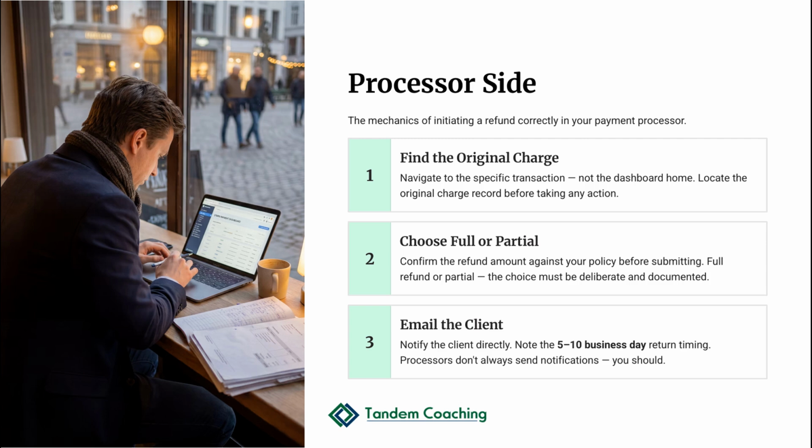Click Refund. Then send a short email to the client confirming the amount and the 5 to 10 business day return window. Stripe does not always send that notification cleanly, and the client's bank will not show the credit for several business days. The email closes the loop and prevents the "where is my money" follow-up that arrives on day 7.